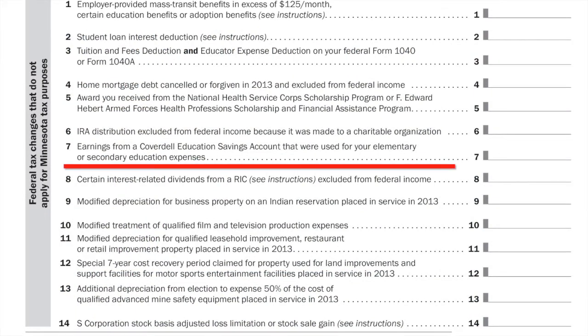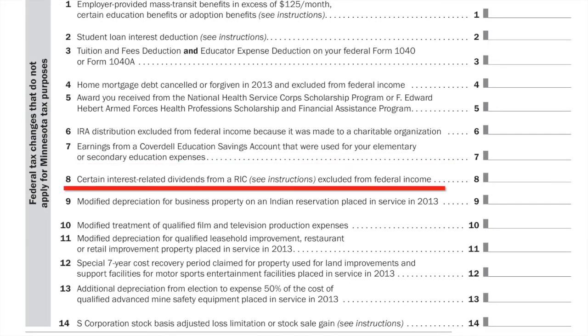Line 7, the Coverdell Education Savings Account. The federal law allows distributions from a Coverdell Education Savings Account to be used to pay elementary and secondary education expenses without causing the account beneficiary or the student to incur a tax liability. The Minnesota law now also allows the same exclusion.